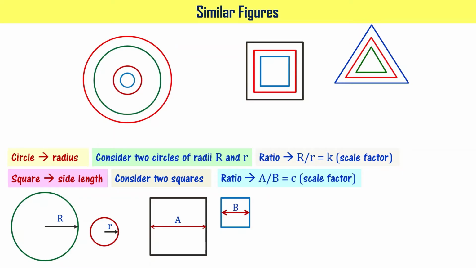If C is greater than 1, then A is bigger than B, right? If C is less than 1, side length A of a given square is smaller than a square of side length B, right?